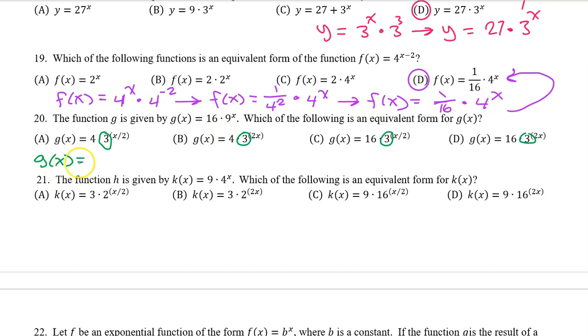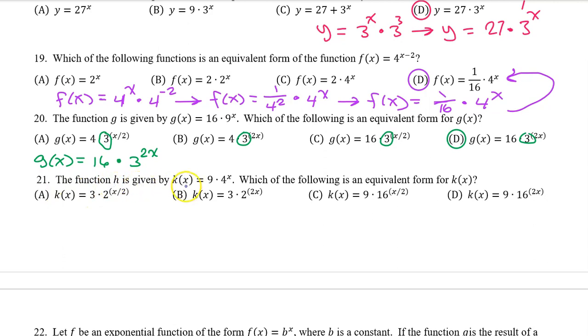So I could have g of x equals, for now I'm going to leave the 16 alone. The 9 could be written as 3 to the second power. I also already have this x in the exponent, so this would be 3 to the 2x power. Does that match anything? 16 times 3 to the 2x power. Well, that's D again. Kabam.